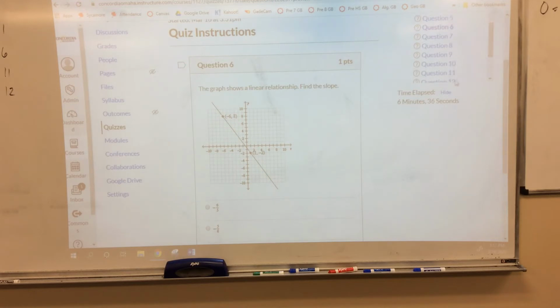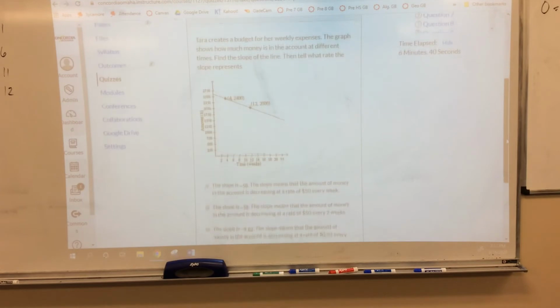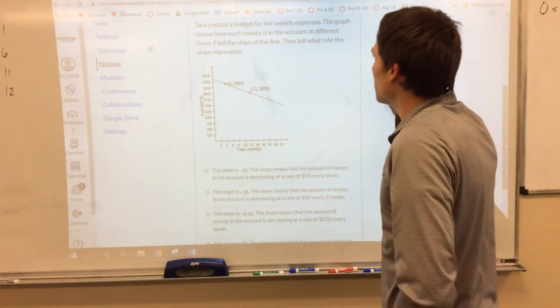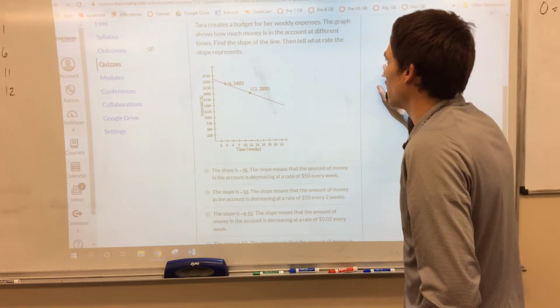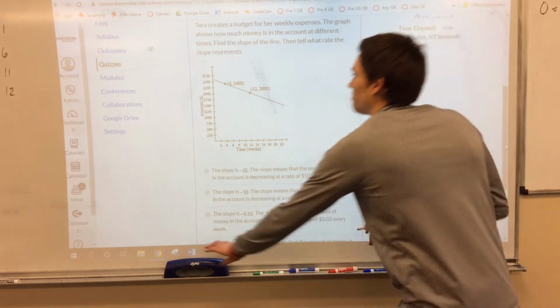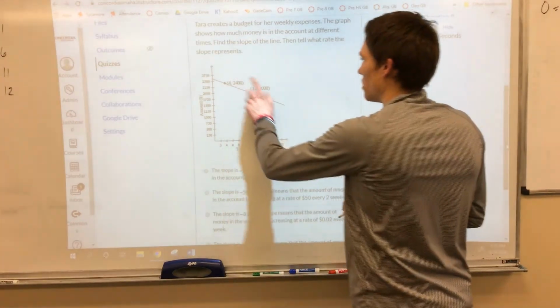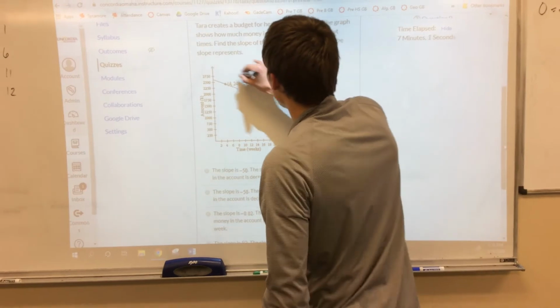All right, let's do number 11. Says Tara creates a budget for weekly expenses. Good job, Tara. The graph shows how much money is in the account at different times. Find the slope of the line. Then tell what rate this slope represents. So, again, we're going to do the same thing. Ones and twos, ones and twos. I'm going to change it up. I'm going to make ones here, and these are twos.